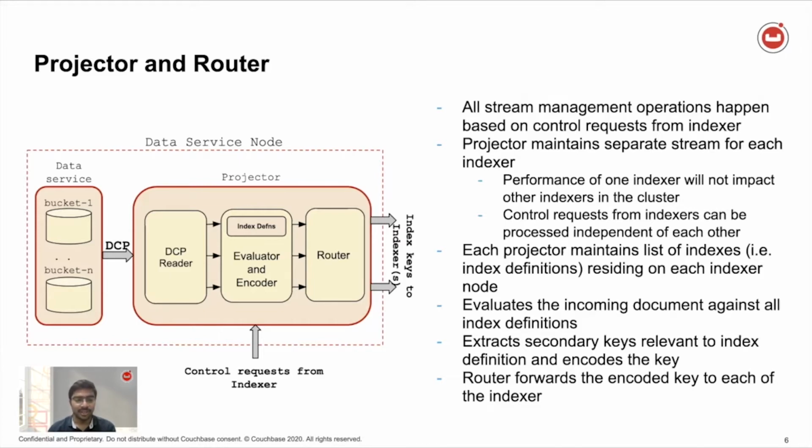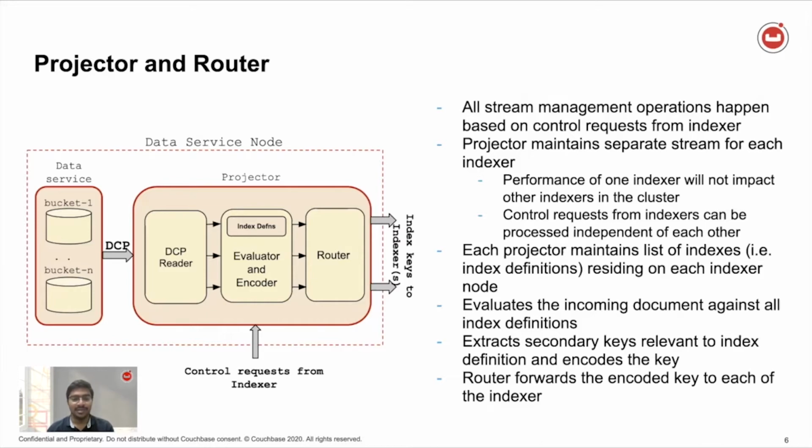Also, because projector maintains separate streams for each indexer, the control requests from indexers can be evaluated simultaneously. For example, one indexer node can send an open stream message for a bucket, while another indexer node can send a close stream message for the same bucket. The internal set of queues initialized by projector are used for document processing.